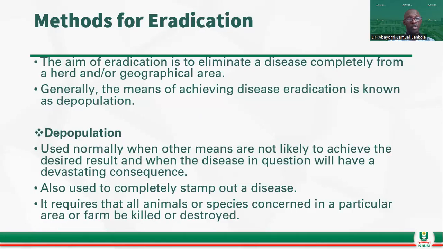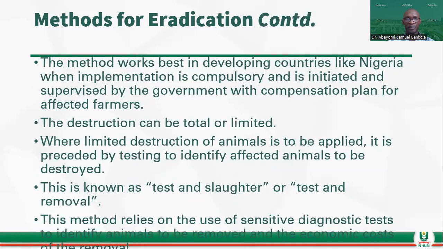Now, depopulation is normally used when other means of eradicating or preventing a disease are not likely to achieve the desired result, and when the disease in question will have a devastating consequence. Also, it is used to completely stamp out the disease. It requires that all animals of a species in a particular area or farm be killed or destroyed. So that is depopulation.